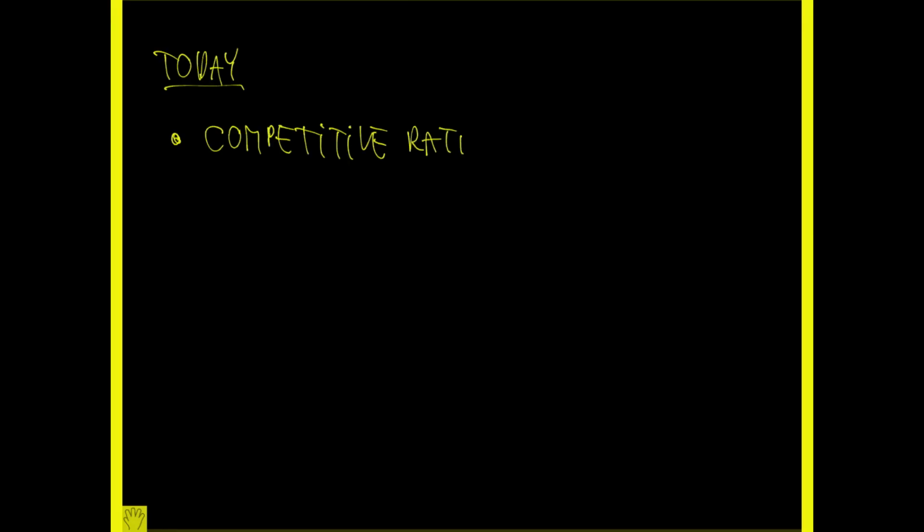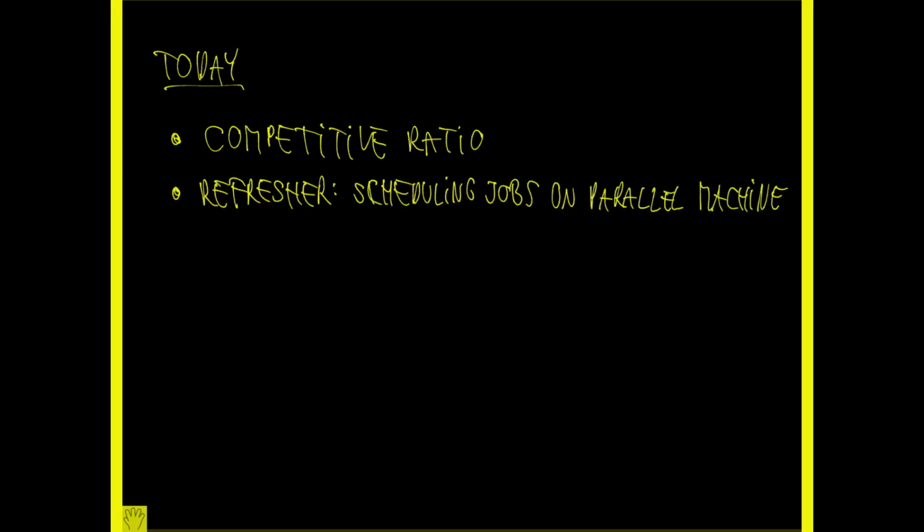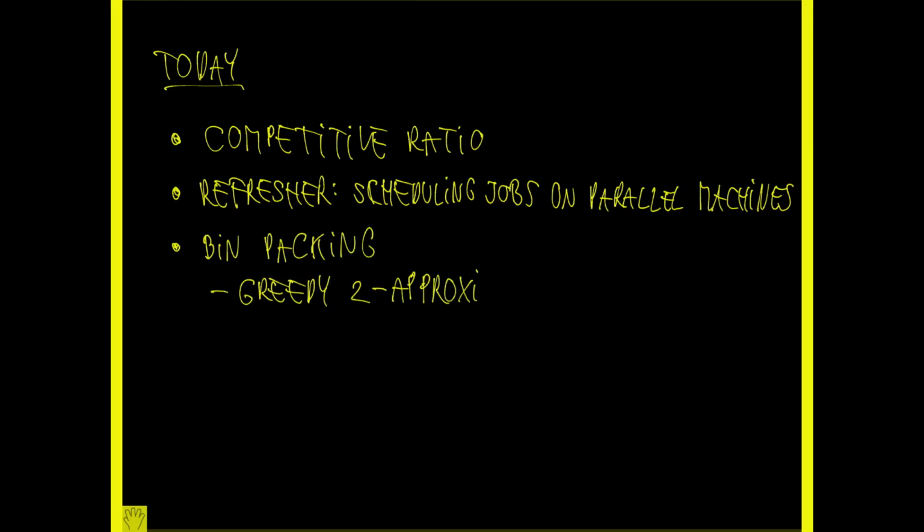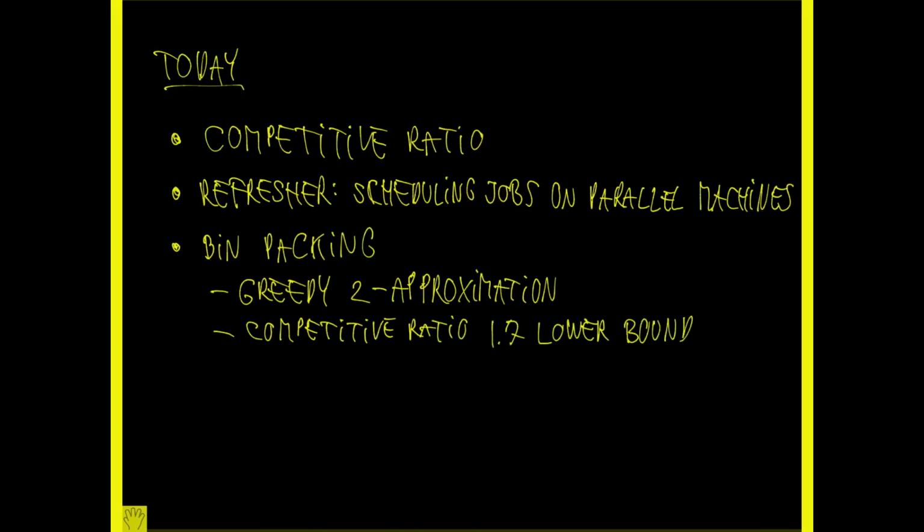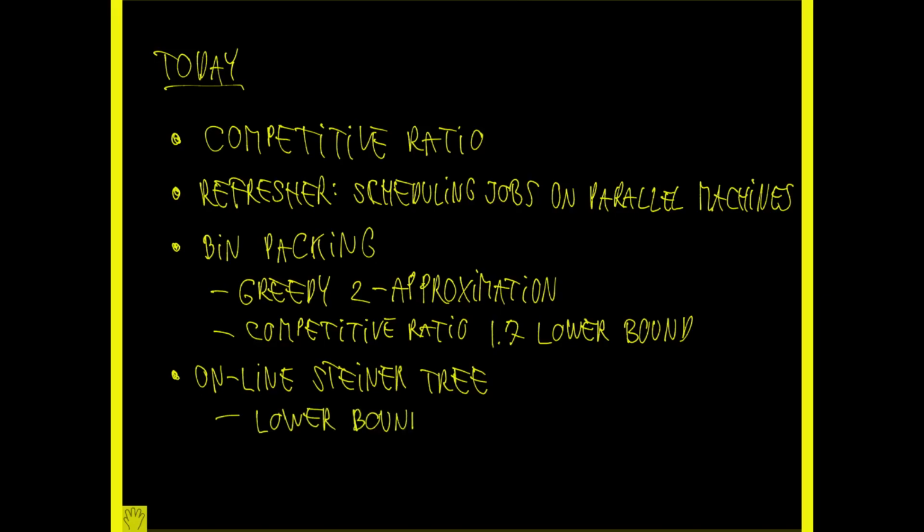We'll start today by defining the key notion of competitive ratio. Then we are going to revisit the problem of scheduling jobs on parallel machines that we considered early in the course. Then we'll move on to bin packing, show a greedy 2-approximation algorithm, and also give a lower bound on the competitive ratio. Finally, we'll consider the online Steiner tree problem and show both lower and upper bounds.